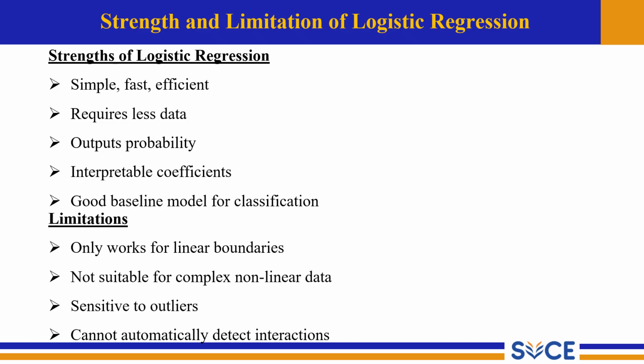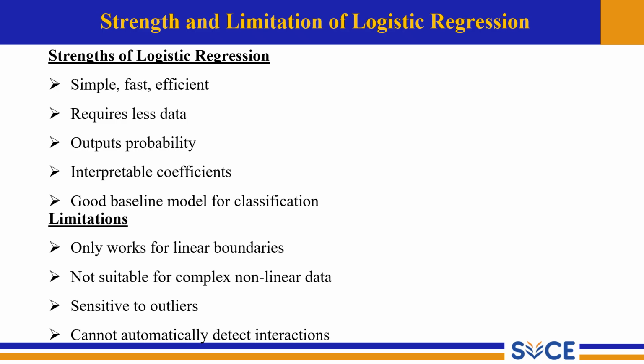Then, limitations of logistic regression. First, it only works well for problems that have a roughly linear decision boundary. If the relationship between the features and the classes is highly non-linear, the model will struggle unless we manually add feature transformations. Second, it is not suitable for very complex or highly nonlinear datasets. More advanced models like decision trees, random forests, or neural networks handle such patterns much better.